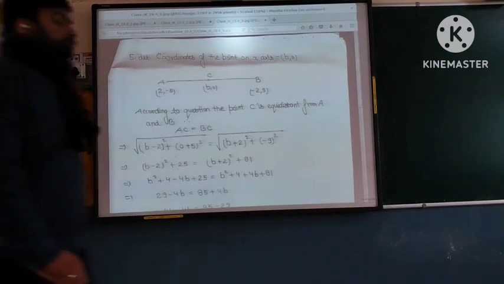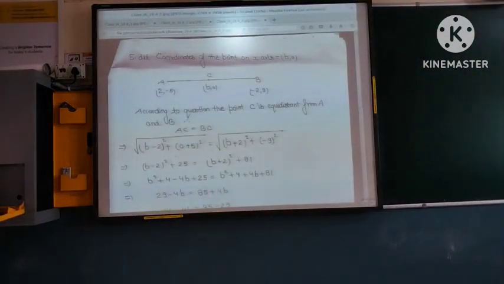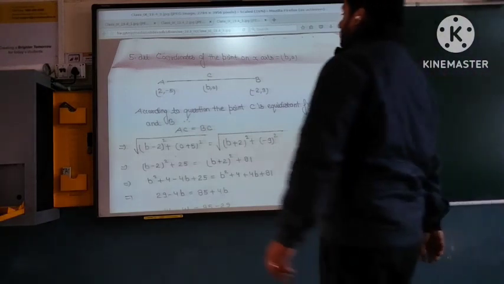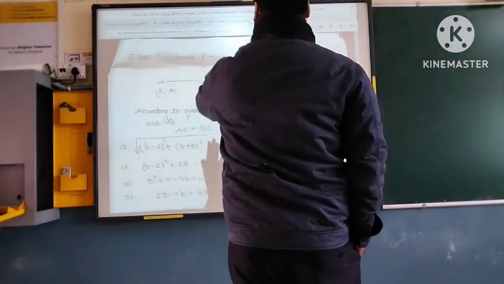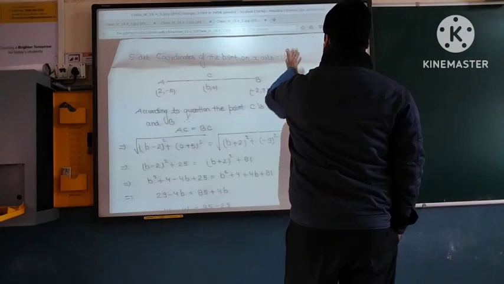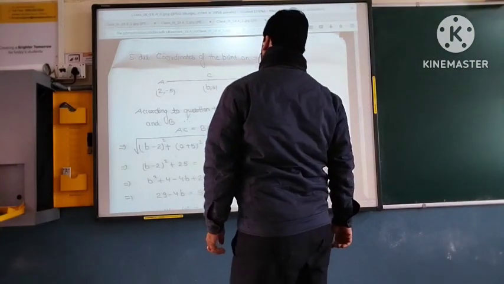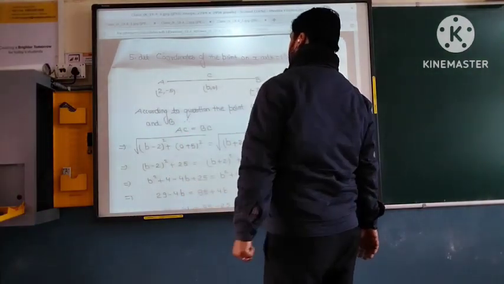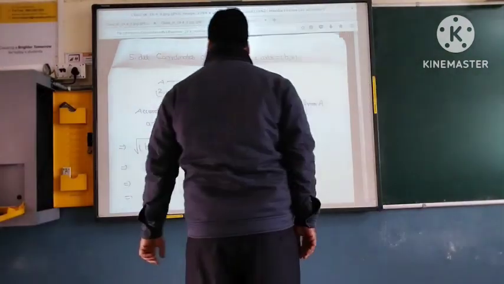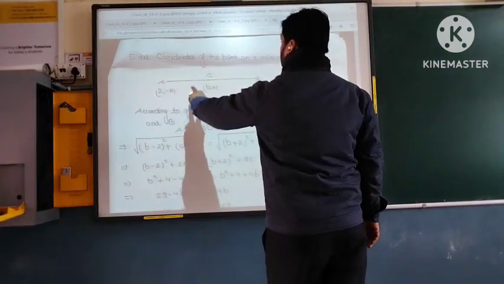Yes, question number 5 I am taking now, children. What does question number 5 say? Find the point on the x-axis which is equidistant from the points 2 comma minus 5 and minus 2 comma 9. Now, you already know that if a point lies on the x-axis, its y-coordinate will be 0. Here the coordinates A and B are already given, and the middle point I am taking as C.